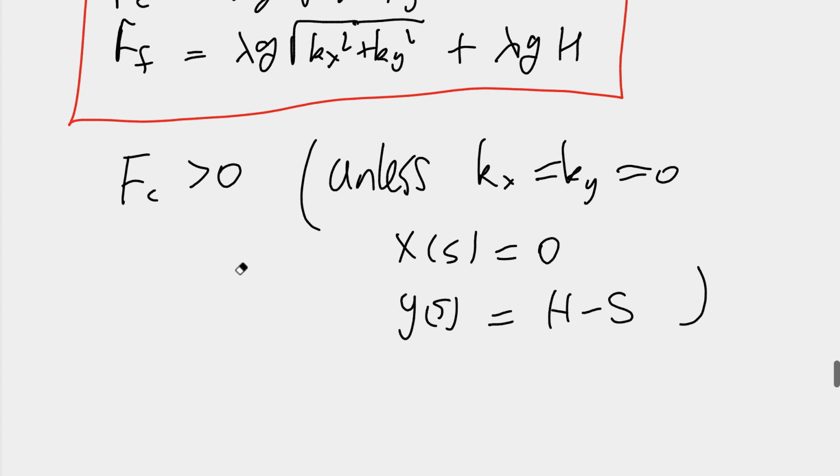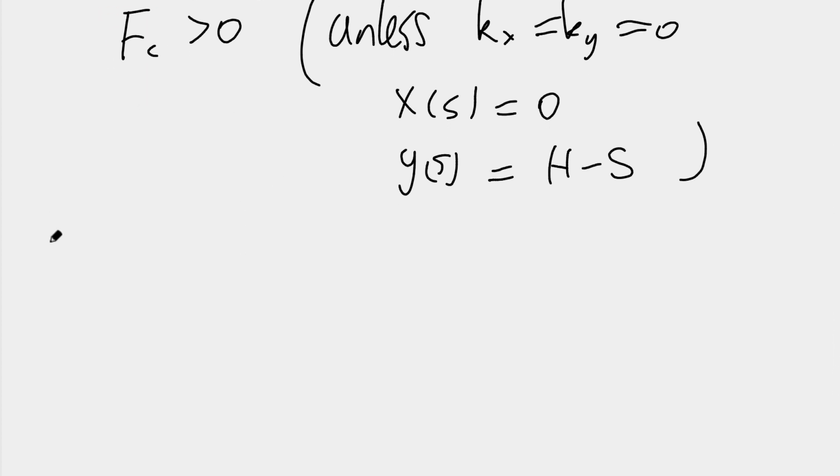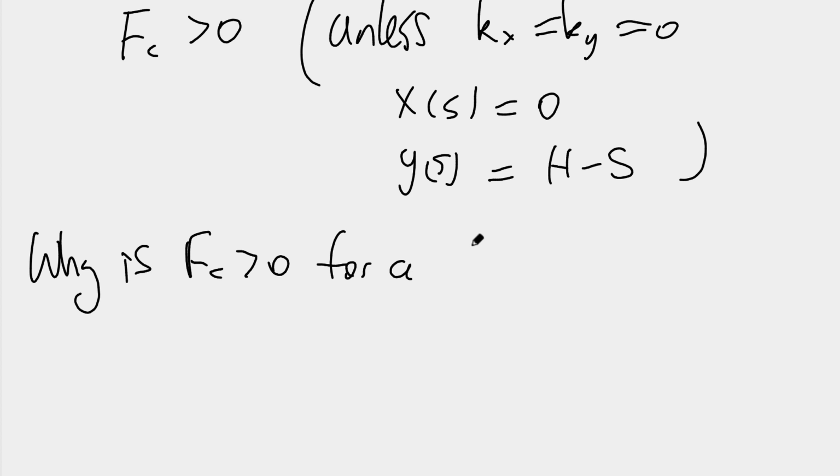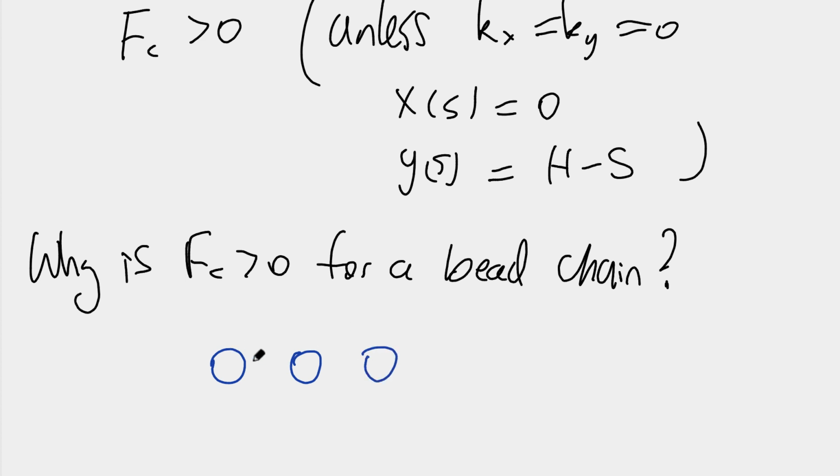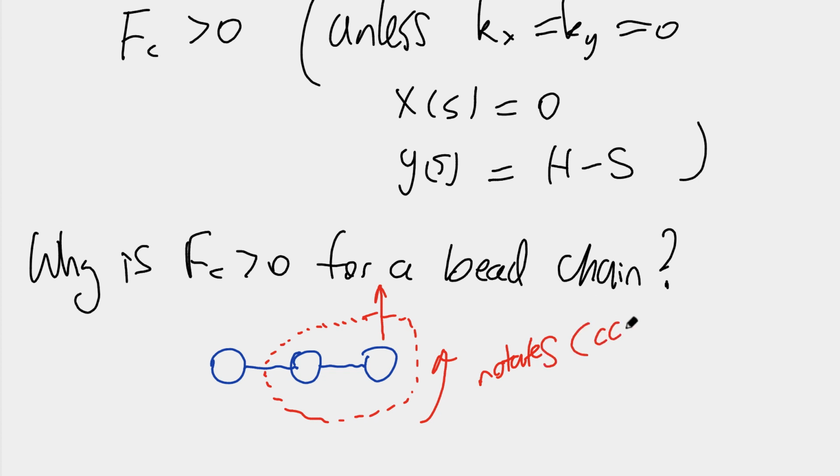So why is Fc greater than 0 for a bead chain? Biggins and Warner had the insight that a bead chain isn't infinitely flexible. So here's some beads, and they're connected together by little wires. Now if we try to lift this end bead upward, what happens is it pulls on this bead next to it. So this group of two beads then rotates as a unit upward. So counterclockwise in this picture.